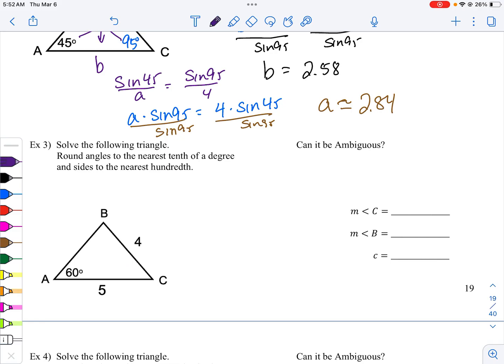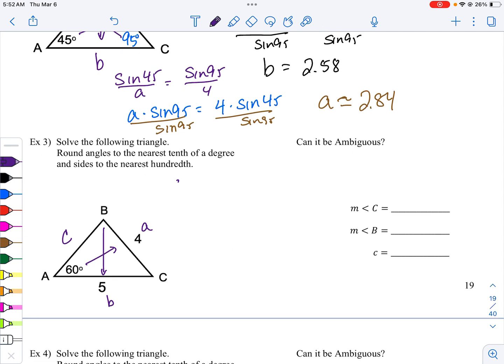But let's go ahead and set this one up. I know that this is A, so this is little a. This is angle B, so that's little b. We've got angle C, so opposite that is side c. So I'm going to go ahead and set up my law of sines. I've got sine of angle A, which is 60, over 4. So I'm happy there. I've got my full fraction.